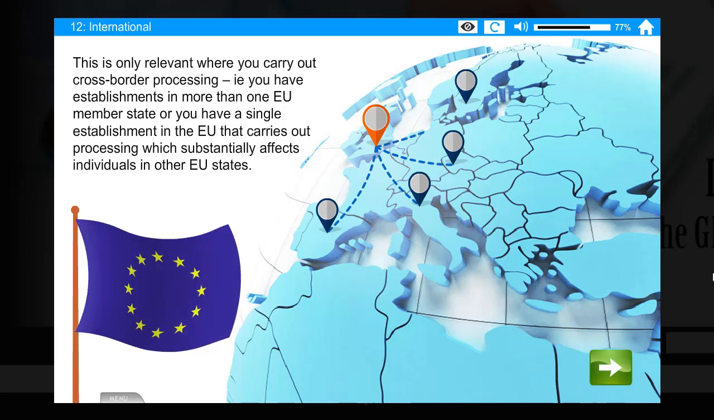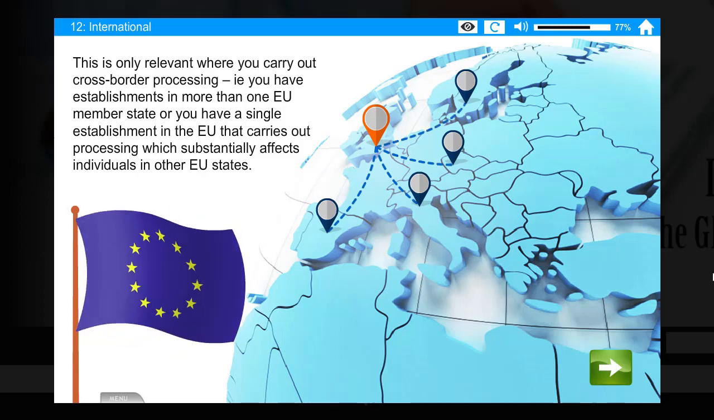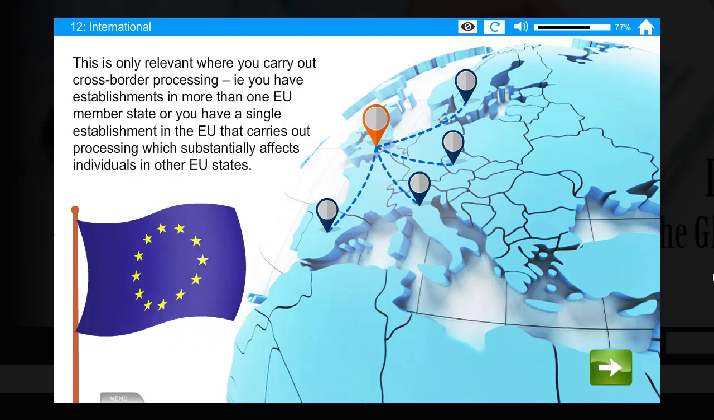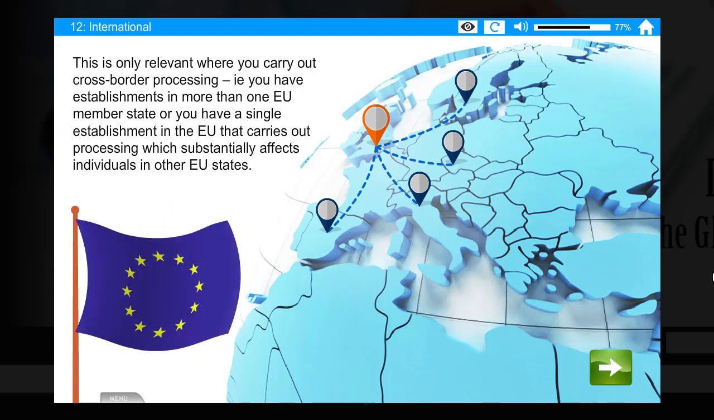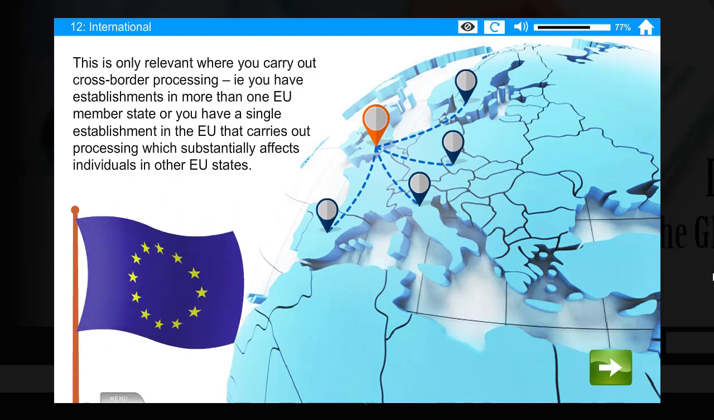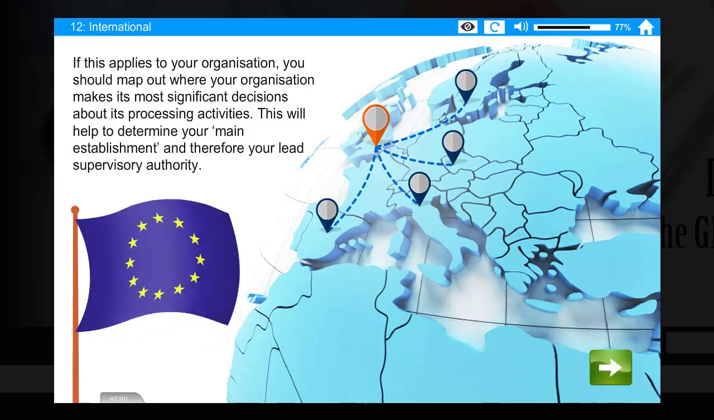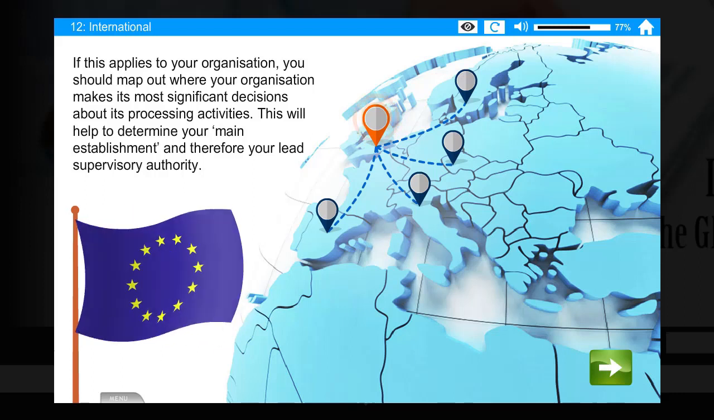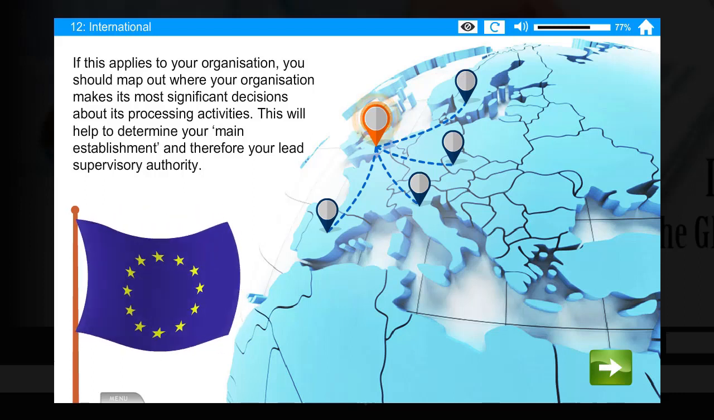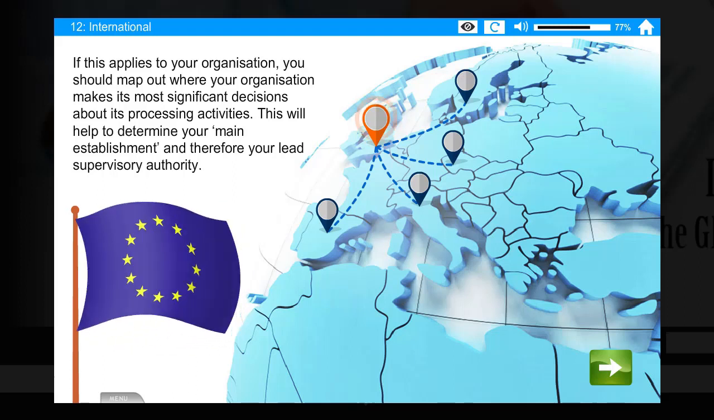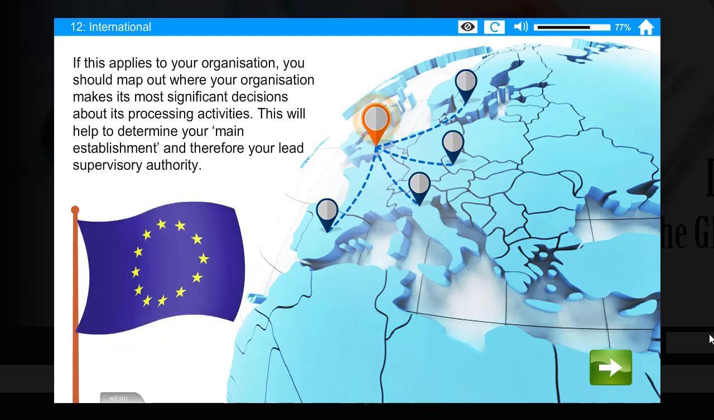This is only relevant where you carry out cross-border processing, i.e. you have establishments in more than one EU member state, or you have a single establishment in the EU that carries out processing which substantially affects individuals in other EU states. If this applies to your organisation, you should map out where your organisation makes its most significant decisions about processing activities. This will help to determine your main establishment and therefore your lead supervisory authority.